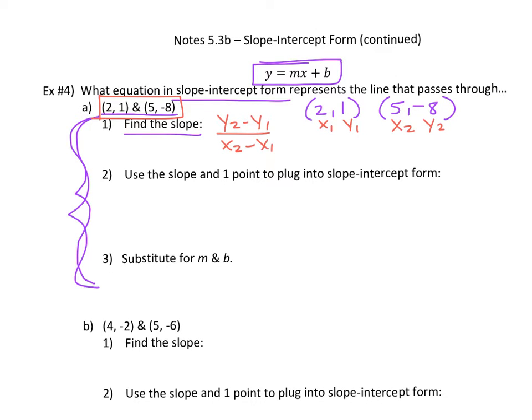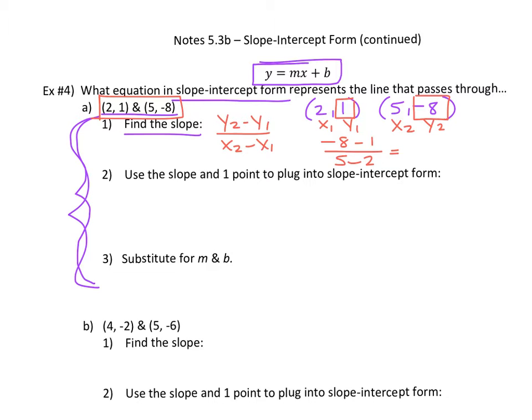So we're gonna plug it into the formula. It's gonna be y2, negative 8, minus y1, which is 1. And we're gonna put that over what? 5 minus 2. Does it matter right now if I go 2 minus 5? No. Yes, okay? If you're gonna go negative 8 minus 1, then you have to go back to that same point that you started with and go 5 minus 2.